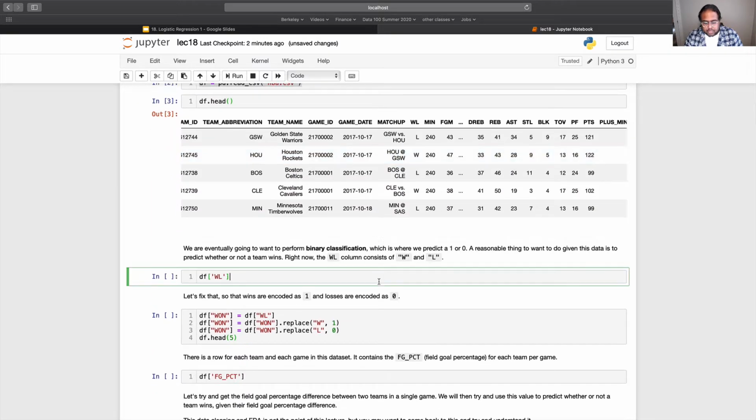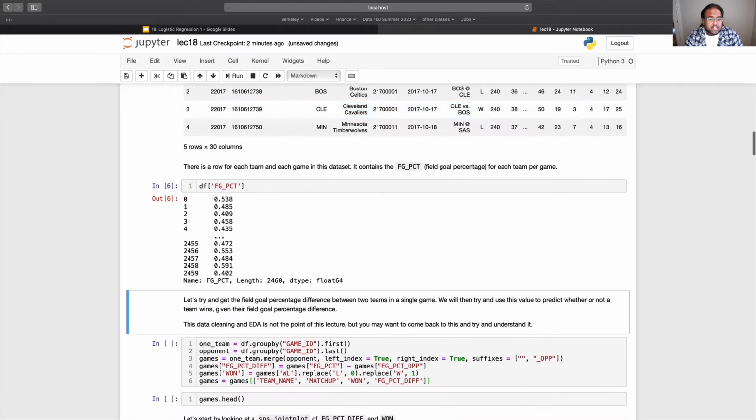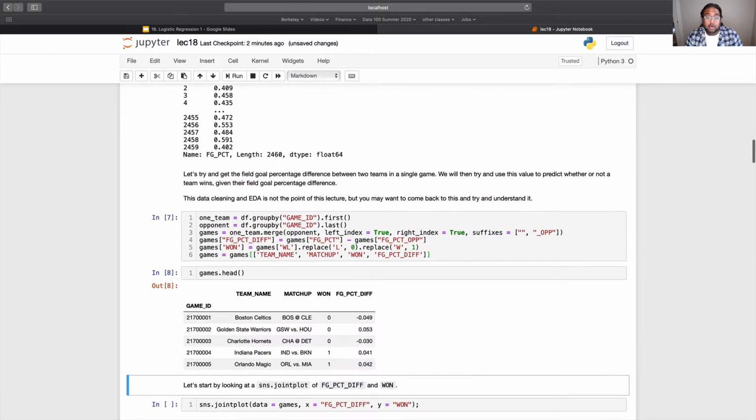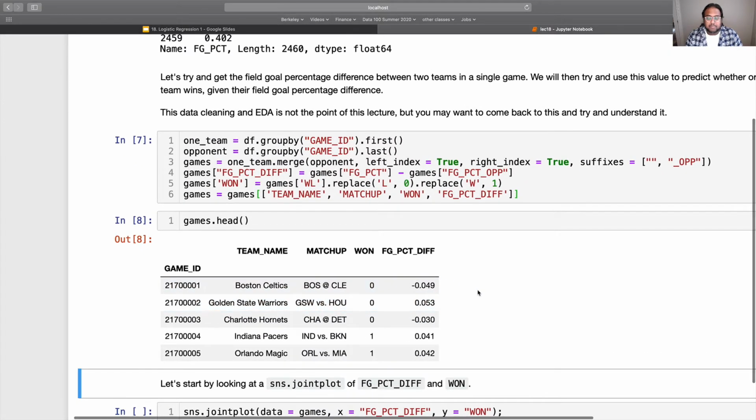Now, there's a bunch of data cleaning that we sort of need to perform so that we can get this data frame where we want it for our purposes. And all of that doesn't really have much to do with logistic regression, so I'll skip it in this video, but you should go look at it if you're interested. What I've done here is I've grouped this data frame by game ID, and so now we only have one row for every game. And I have this new column, field goal percentage difference.